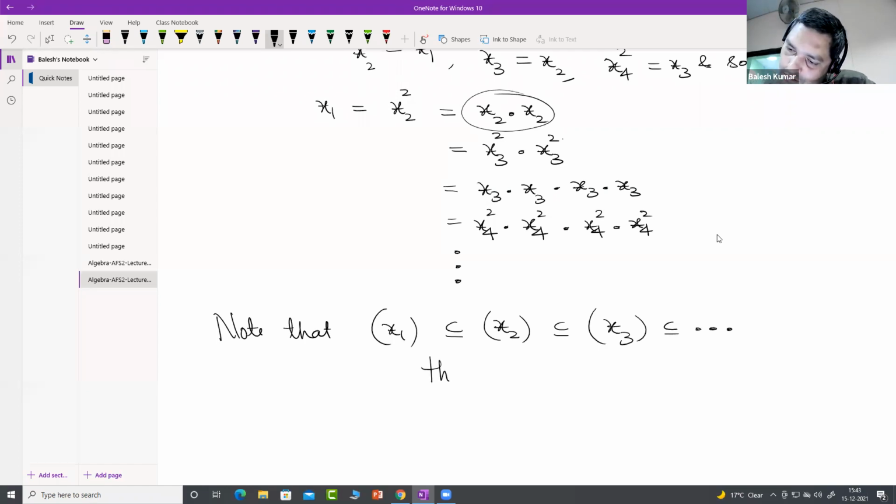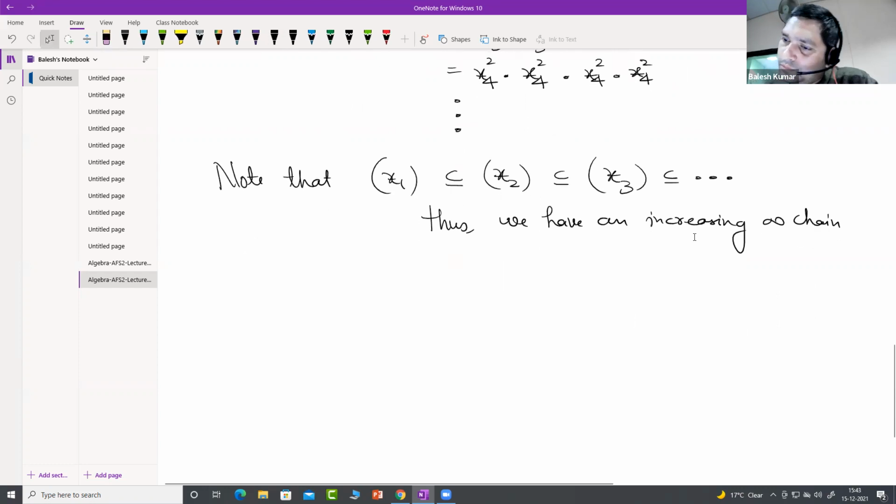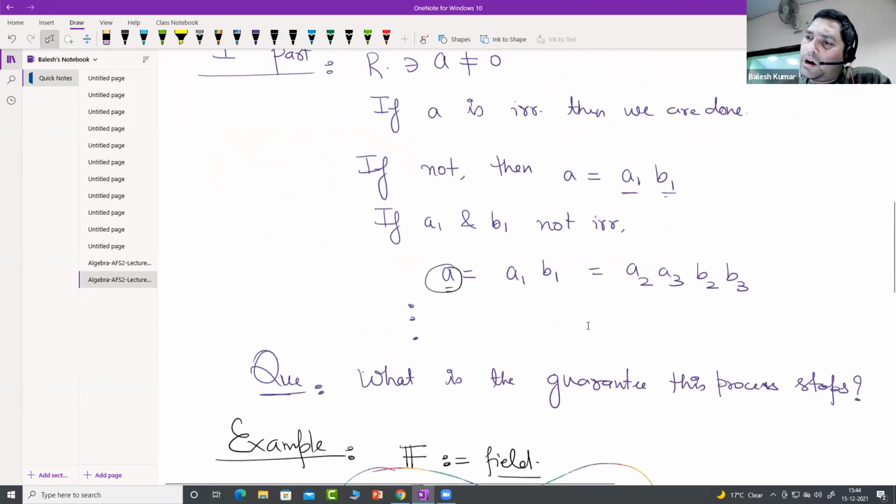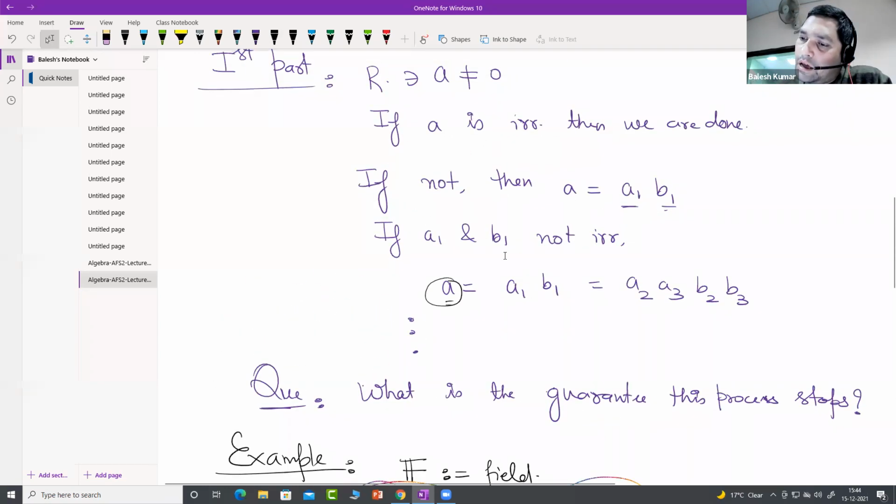Thus we have an increasing infinite chain of ideals in the polynomial ring F[x1, x2, and so on]. And now the question is: under which condition will this process always stop? In fact, when can I factor a given element in finitely many steps?